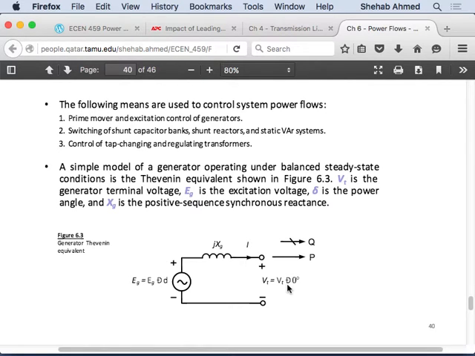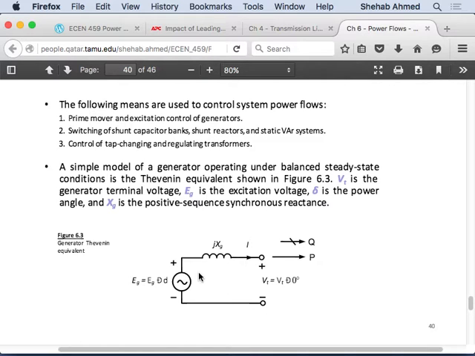Okay, so this is V, angle 0. I have a voltage bus here that I need to synchronize to, and this is the equivalent circuit of any power source: an ideal voltage source and an impedance in series.